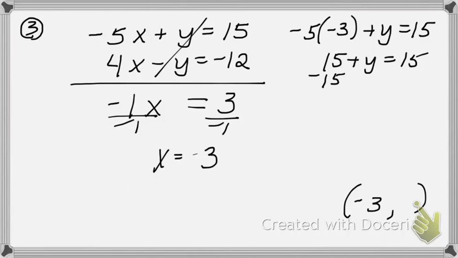Subtract 15 from both sides. Oh, how easy is this? Nice. Got a 0. It's done. The point is (negative 3, 0).